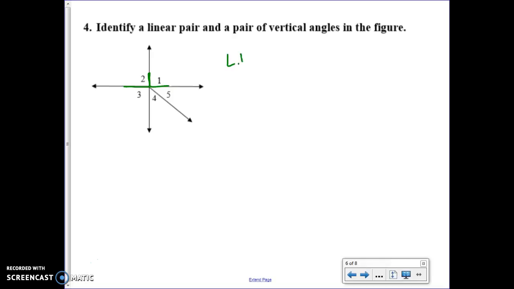So a linear pair would be angle 1 and angle 2. Another linear pair could be angle 2 and angle 3. Vertical angles. Here we only have one option, and that would be angle 1 again with angle 3. They're across from each other. They're only touching at the vertex, and their sides form opposite rays.